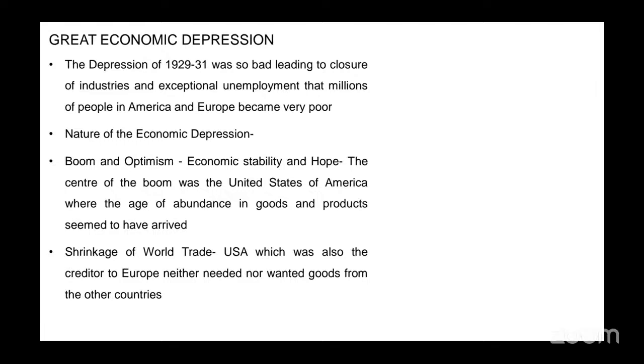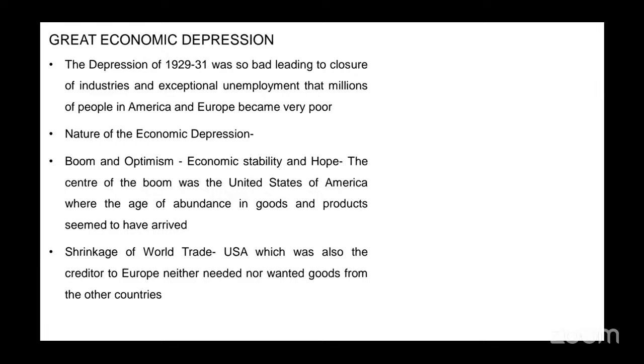Now let us analyze the nature of this economic depression and how it relates to its various causes. The boom and optimism. So what happened? Economic stability. This boom and optimism created economic stability and hope, and in a way put the USA at the center of the boom, and with that came the rise of goods and products arriving in the USA.